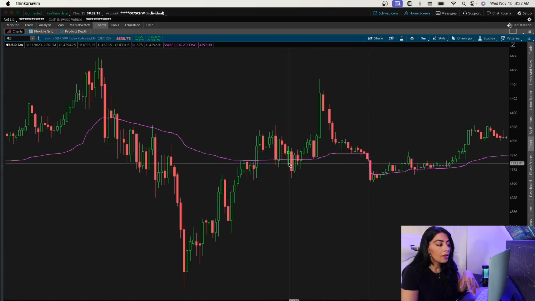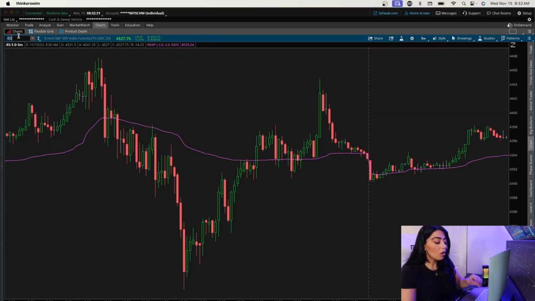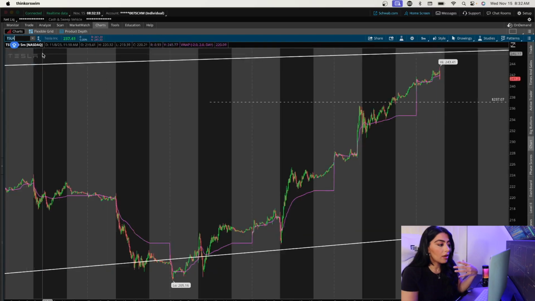But you can see here that it's holding VWAP as resistance. And until it breaks above VWAP, you're not going to be able to get that bullish momentum. And if it breaks below VWAP, you're not going to be able to get that bearish momentum. Okay. You can also see this, like I said, on any ticker.